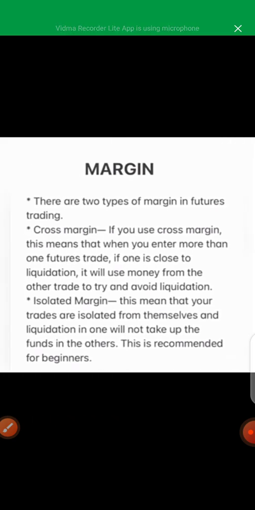So the margin. There are two types of margin in futures trading. We have the cross margin and we have the isolated margin. If you use cross margin, this means that when you enter more than one futures trade, if one is close to liquidation, it will use money from the other trade to try and avoid liquidation. While the isolated margin means that your trades are isolated from themselves and liquidation in one will not take up the funds in the others. This is recommended for beginners. Very much recommended for beginners.